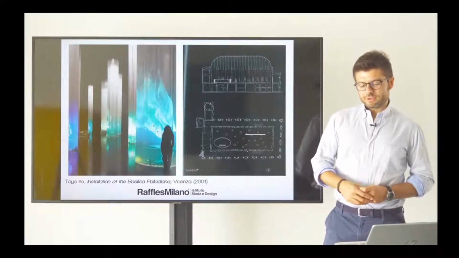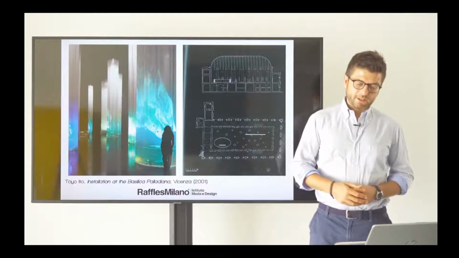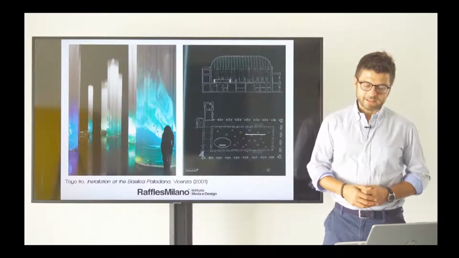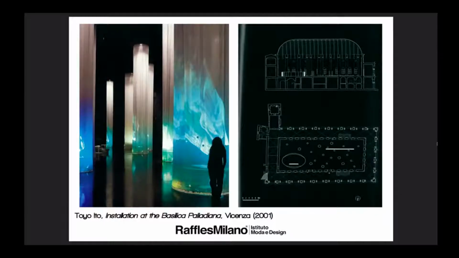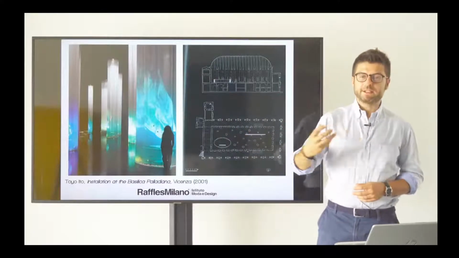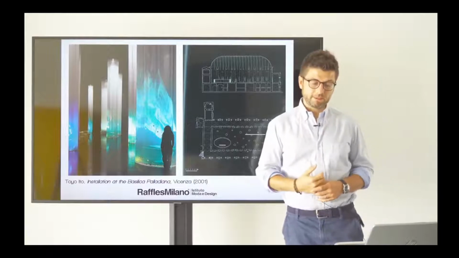Toyo Ito instead made his installation in 2001, creating a space that is again based on the idea of the contrast of light. The space is completely blind, the windows are completely blind, there is no natural light, but the light comes from these cylinders that are placed in a random way in the middle of the space.